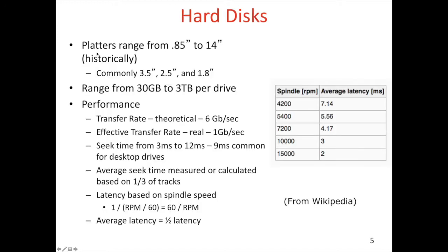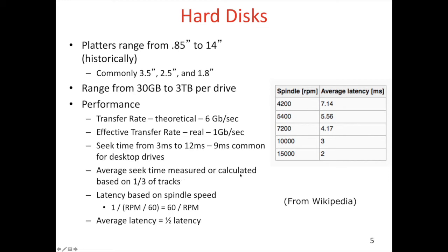The diameter of platters ranges from 0.85 inch to 14 inch historically. Commonly, 3.5 inch, 2.5 inch, and 1.8 inch are used. The capacity ranges from 30 GB to 3 TB per drive. Performance is affected by transfer rate. While the transfer rate theoretically is 6 Gb per second, the effective transfer rate is about 1 Gb per second. Seek time ranges from 3 milliseconds to 12 milliseconds. 9 milliseconds is common for desktop drives.